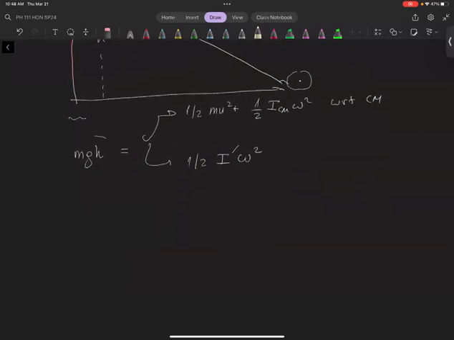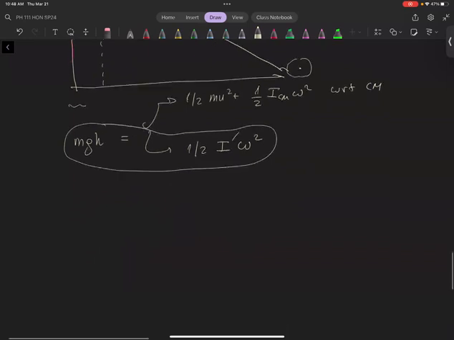I'm going to take this because it's shorter. MGH equals 1/2 I with respect to ground. All objects will have mass r squared, because the distance from the center of mass is r, the same radii, as we said. The same mass.